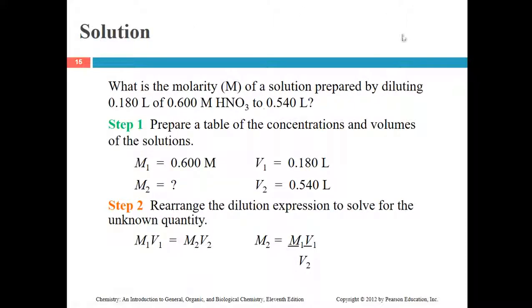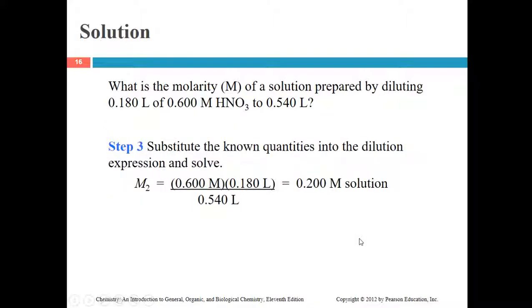All right, here we go. We have our information, what I just mentioned. We're going to solve for our second molarity, and so we are going to plug it in. We have 0.600 molar times 0.180 liters divided by 0.540 liters, which is 0.200 molar solution, which, yes, is definitely less than 0.600 molar. So we know we did the right thing.